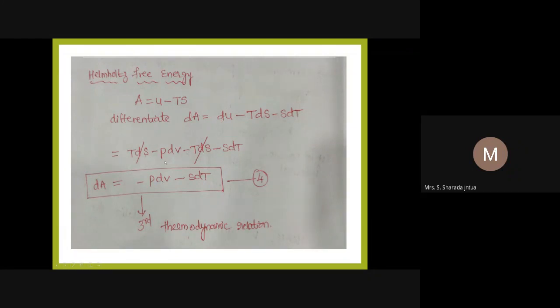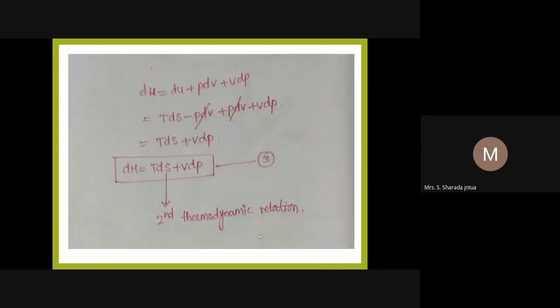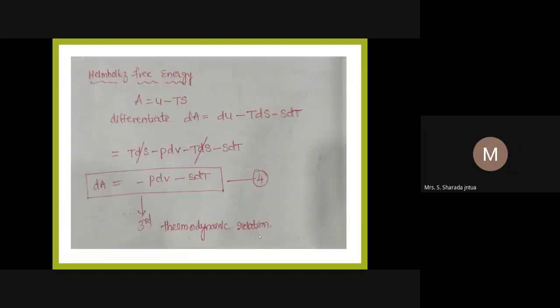When I substitute those parameters here, a few of the terms will get cancelled, and we'll get minus PdV minus SdT. So finally we get the third thermodynamic relation. What is our first thermodynamic relation? Internal energy dU equal to TdS minus PdV, and the second thermodynamic relation is dH equal to TdS plus VdP, and the third thermodynamic relation is dA equal to minus PdV minus SdT.